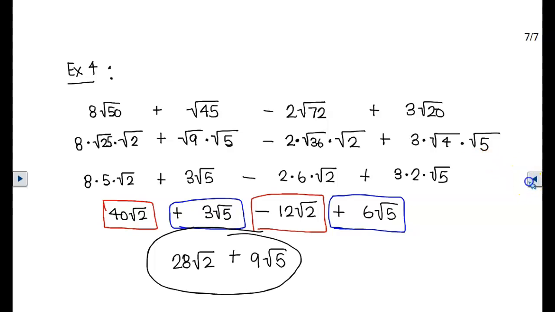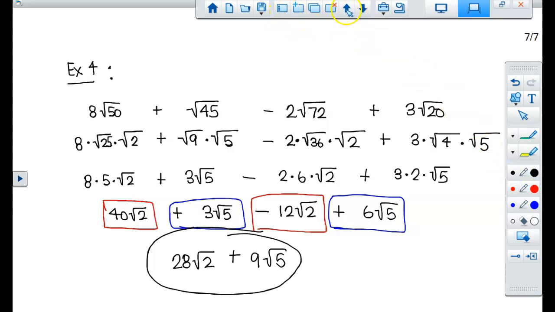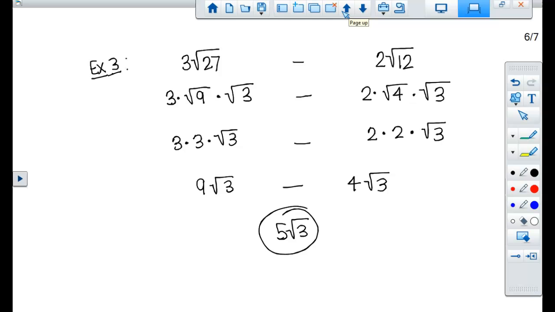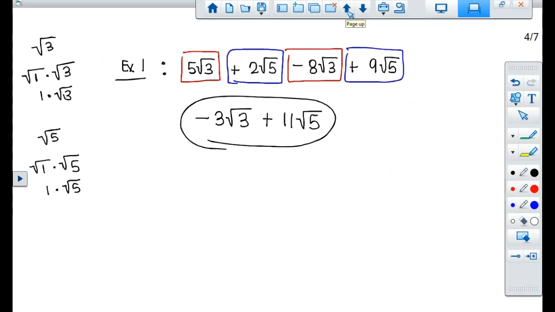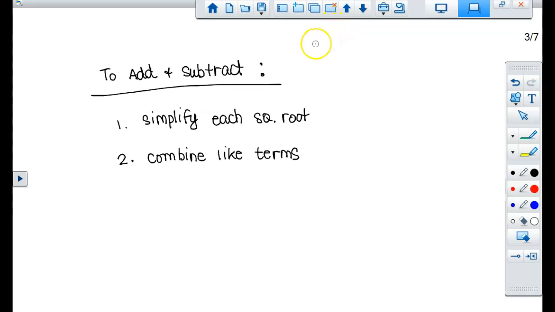So adding and subtracting is going to be a little different than our multiplying was. On multiplying, we could just dive right in and do the outside times the outside and the inside times the inside, and then simplify at the end. When we add and subtract, you're going to have to simplify each of the square roots first. And the purpose of that is so you can see which ones are like terms, because then to add and subtract, you're going to combine the like terms. They have to be alike or you cannot add and subtract.